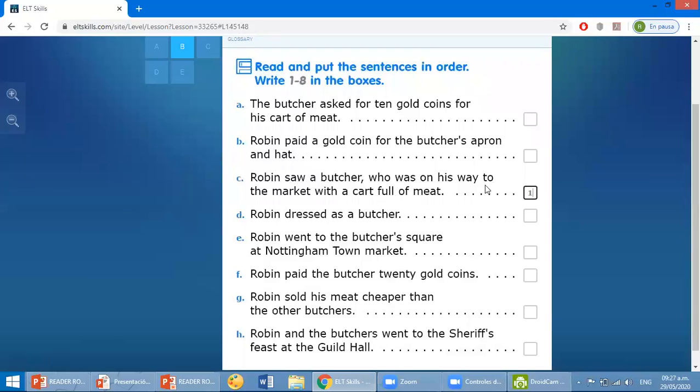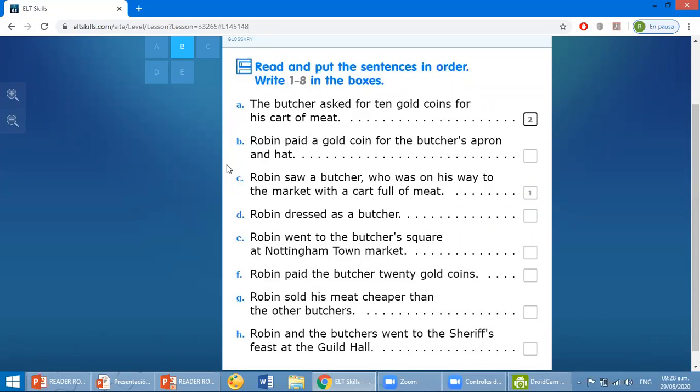What happened next? Robin saw his meat cheaper than other butchers. Good try, but it's not. Sold is the past of sell. Vendió es esto, okay? Sold. Okay, teacher. Then, the butcher asked for 10 gold coins for this cart of meat. Yeah, good. Thank you. You see, the butcher asked, okay? Remember, ask is pedir. 10 gold coins, okay? This is the second.